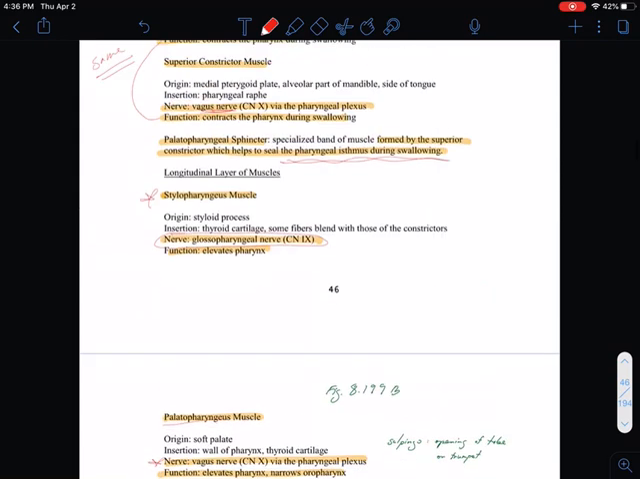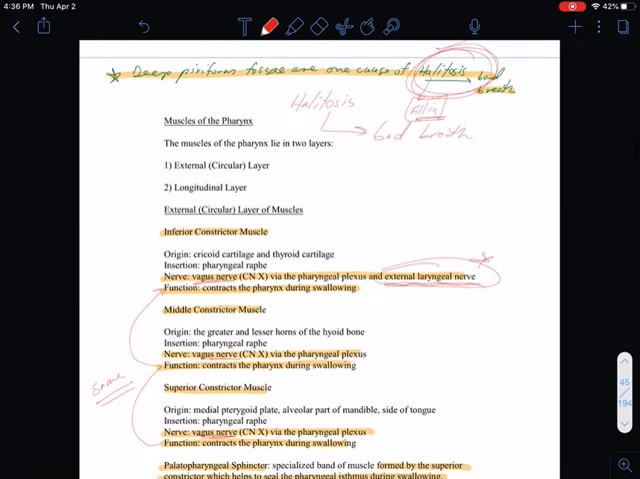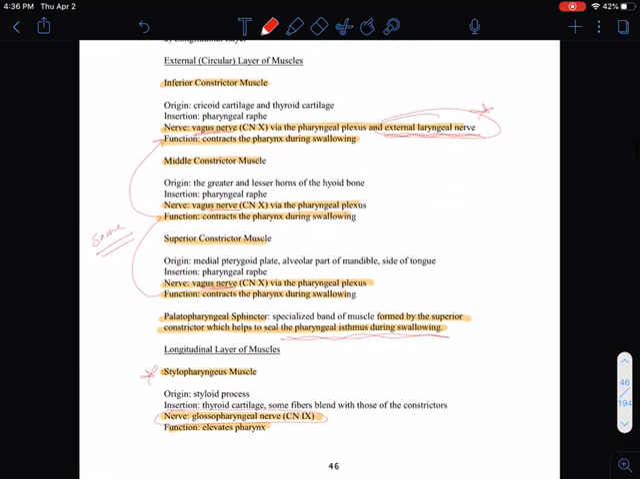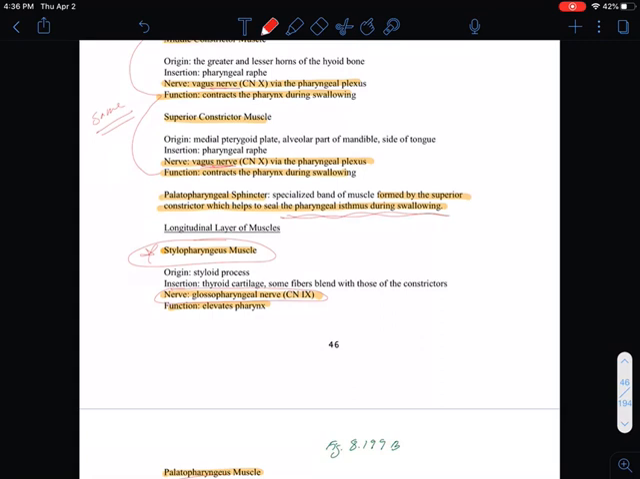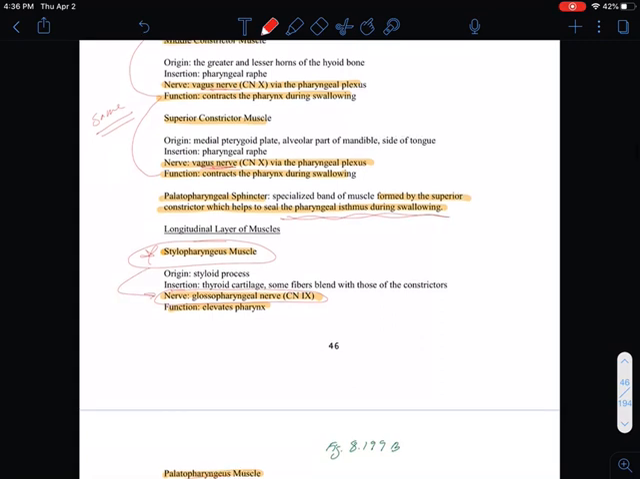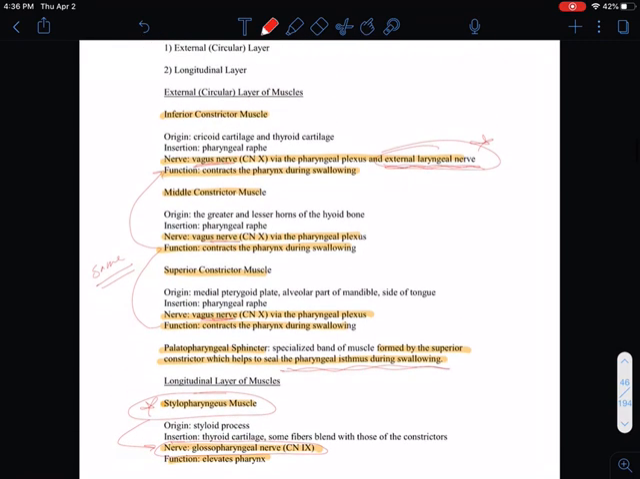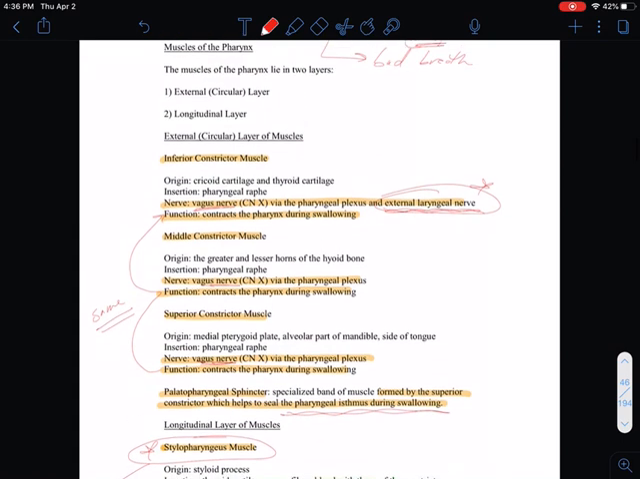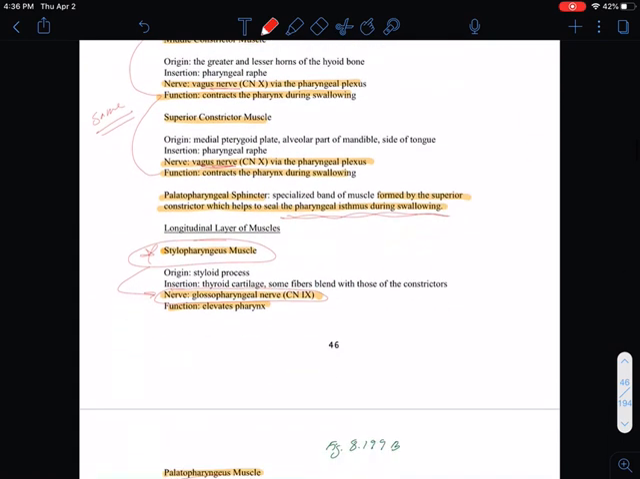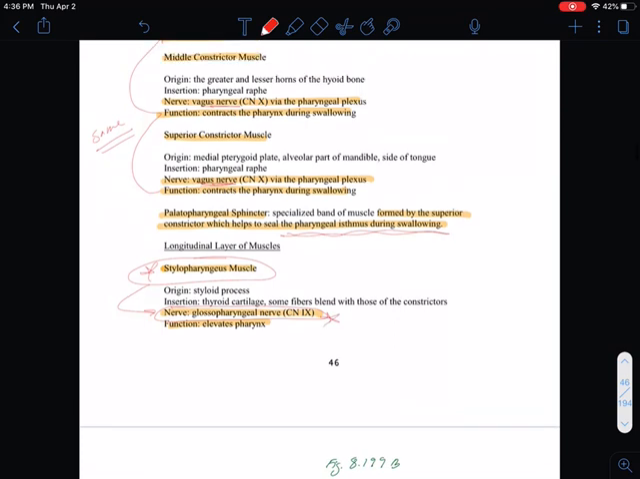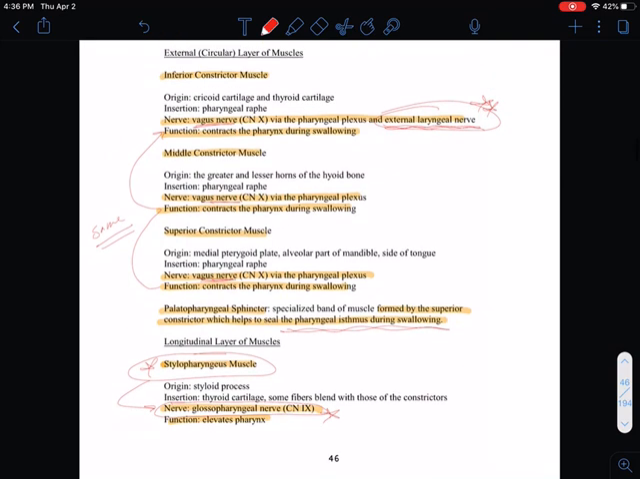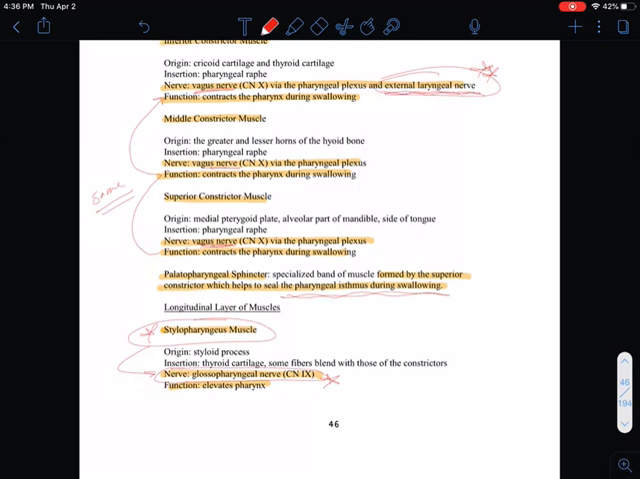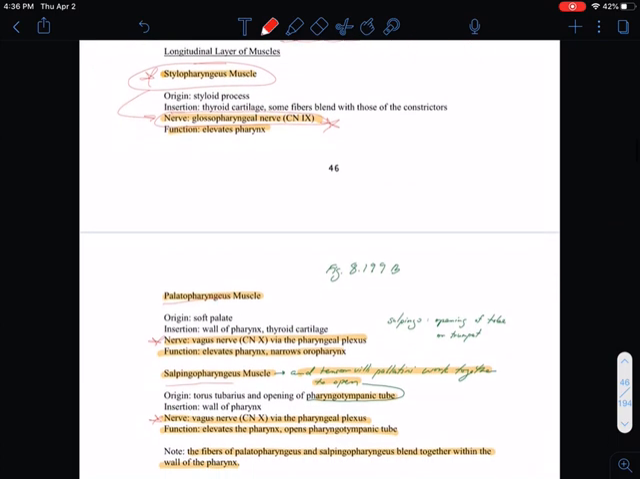So, if we're looking at our muscles of the pharynx as a whole, looking at both layers, the total odd man out is that stylopharyngeus as far as innervation goes. It is the only muscle of our pharynx that is innervated by the glossopharyngeal nerve, otherwise known as cranial nerve 9. Everybody else has vagus innervation. Again, a little special consideration with our inferior constrictor because it does get something from the external laryngeal.